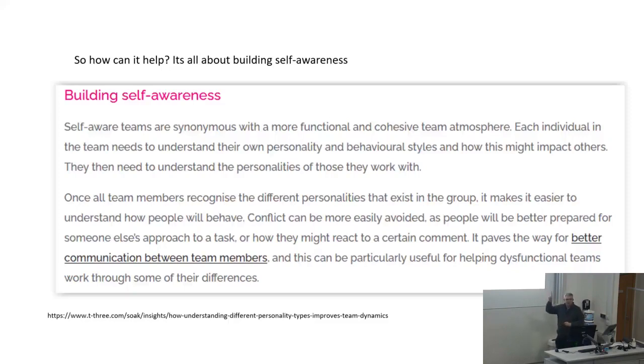because this is sort of a bit finger in the air, this stuff. But people will be better prepared for someone else's approach to a task, or how they might react to a certain type of comment. Nothing else. Because that's easy to avoid. If you know someone's going to get wound up by you saying something, then don't say it. So it paves the way for better communication, more effective communication between team members. And this can be particularly useful for helping dysfunctional teams work through some of their differences. So hopefully there's no dysfunctional teams here, but occasionally we do get some issues, and this can be looked at with this style of thing.